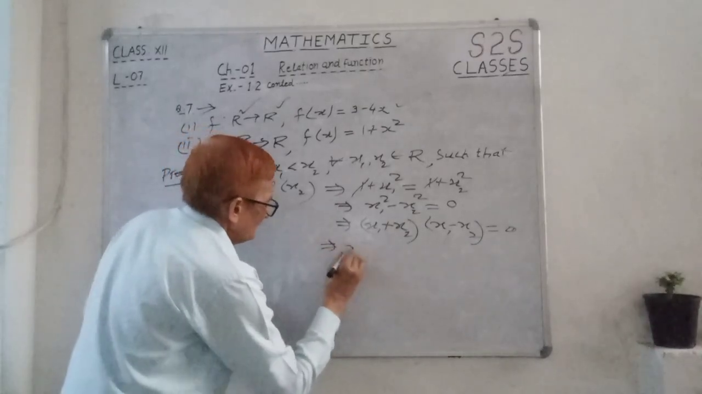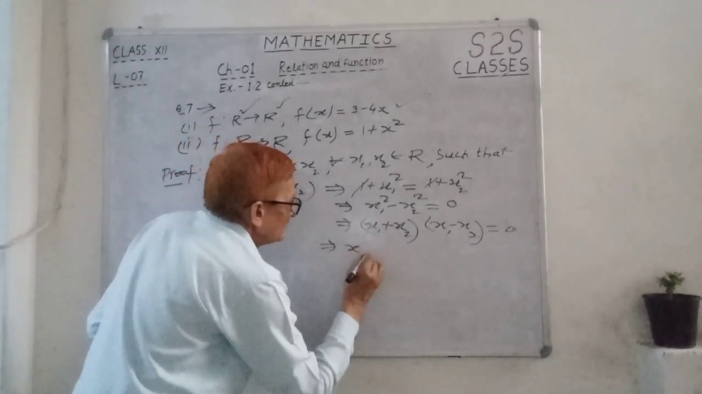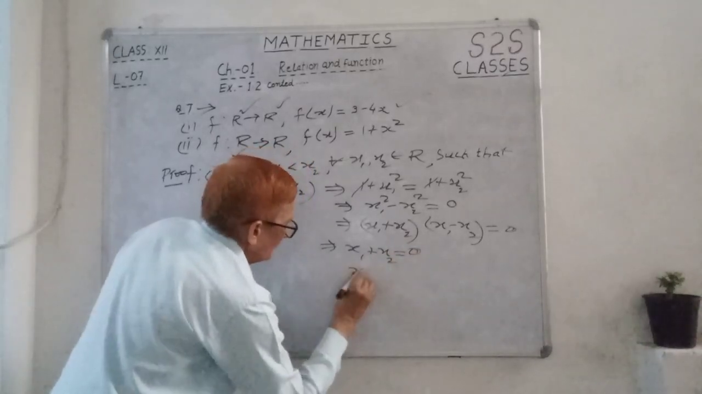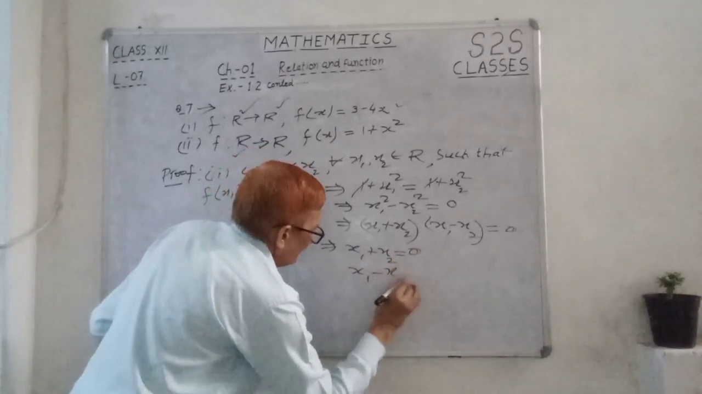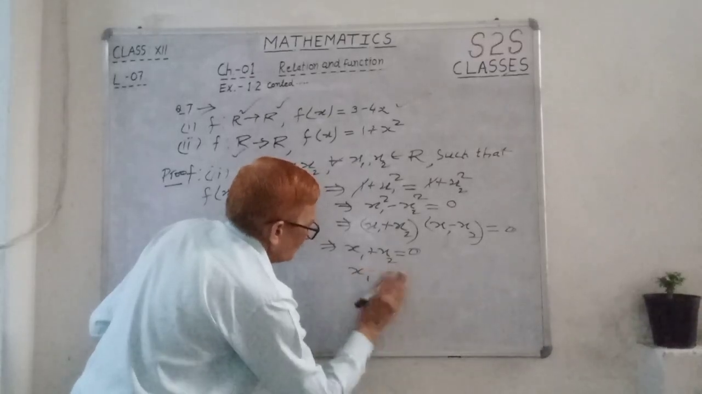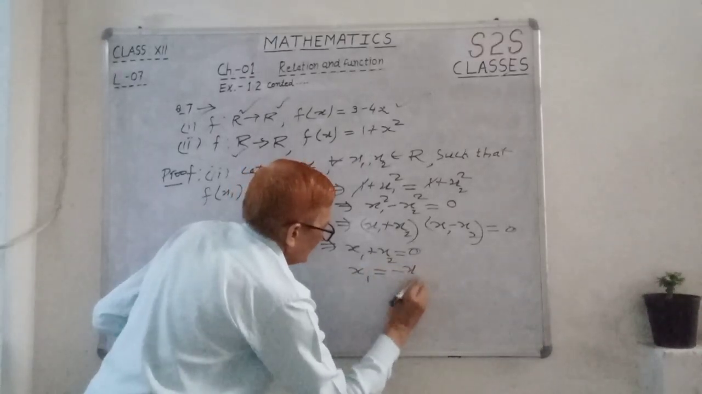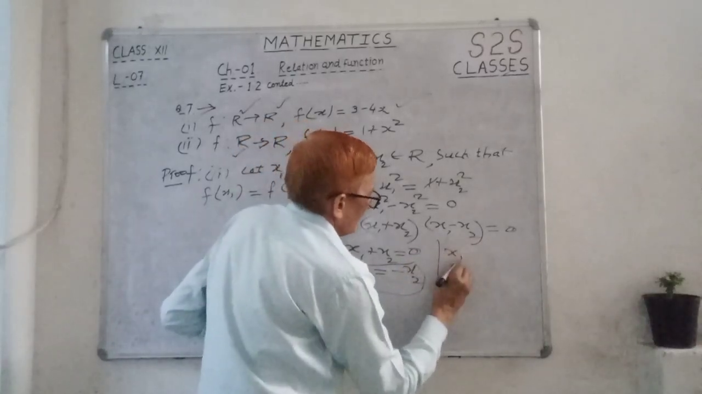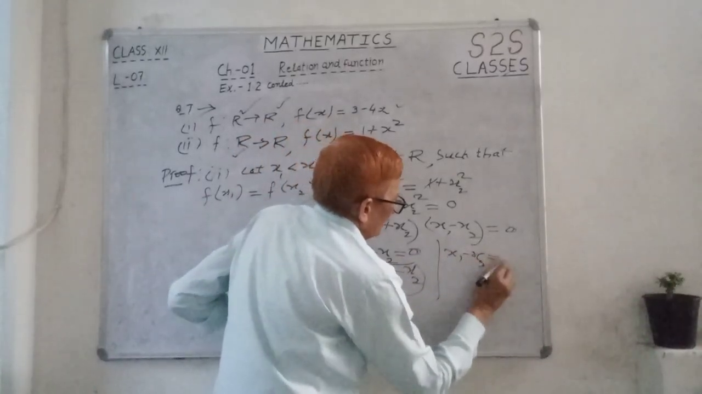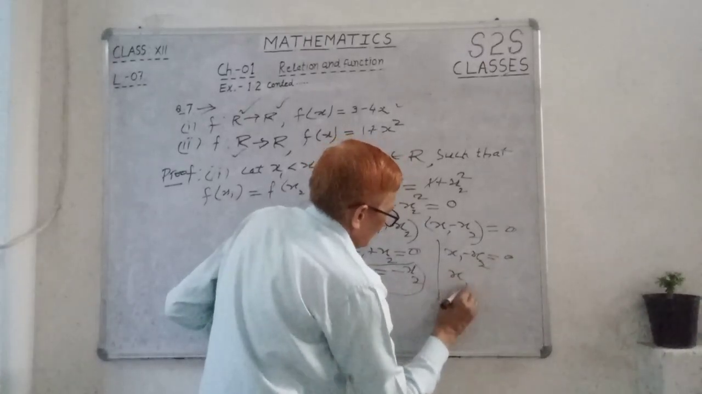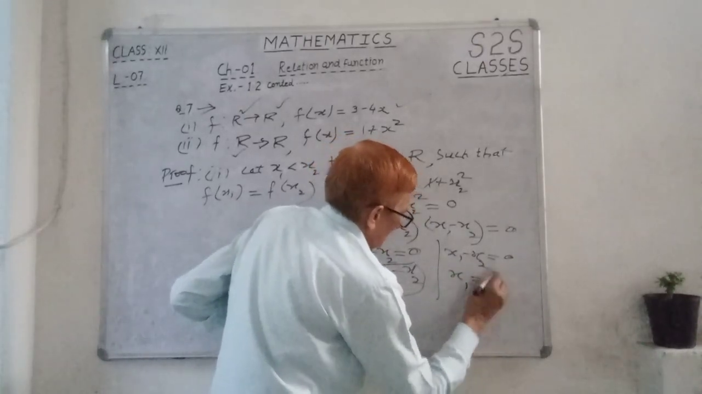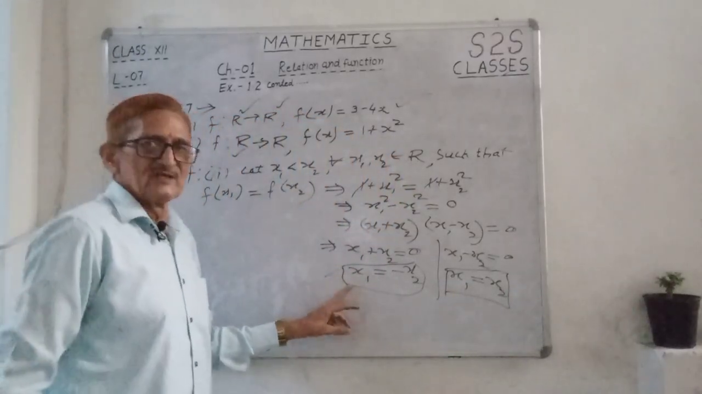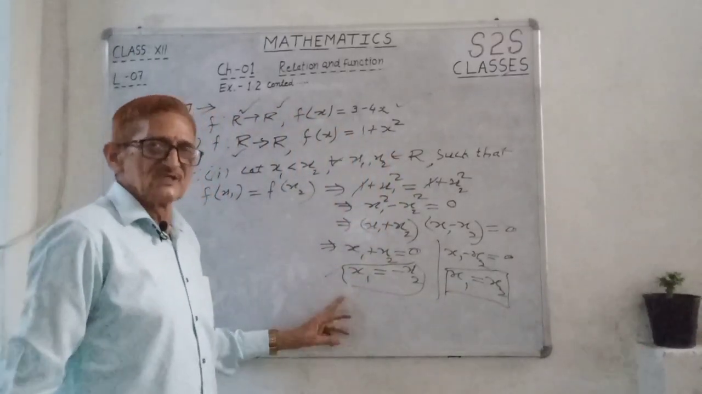This implies x1 plus x2 is equal to 0, so x1 is equal to minus x2. And if x1 minus x2 is equal to 0, then x1 is equal to x2. So now see whether this is applicable. If applicable, then we have to see that it is applicable.